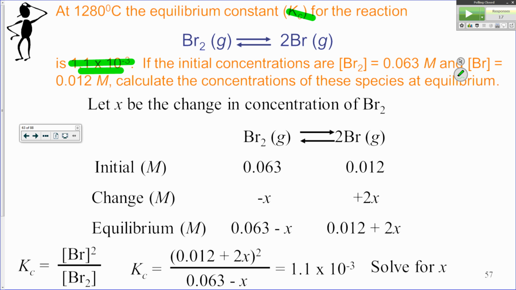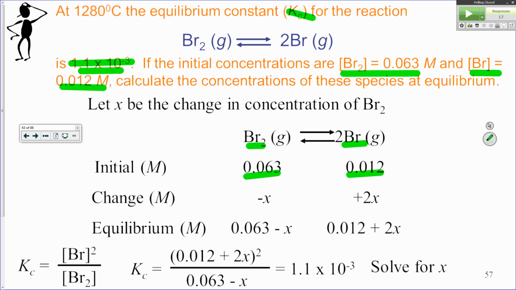So it tells me the initial concentration in this system of the bromine is 0.063, and of the monoatomic bromine, 0.012. I want to know what the concentrations are at equilibrium. So let's set the system up with the ICE table. Reactants, products, okay? The initial concentration of the reactant, the initial concentration of the product.